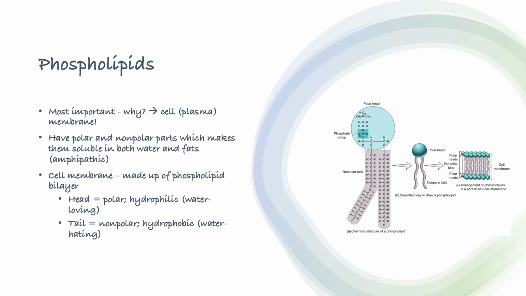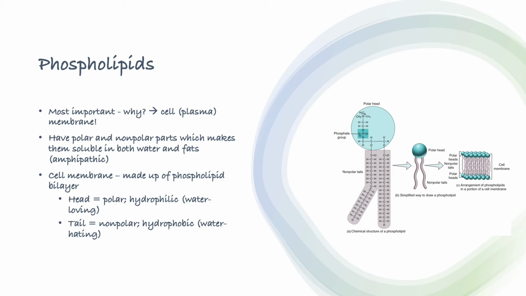So on to phospholipids. They're the most important. Why? Because the plasma membrane, your cell membrane, is actually made up of a phospholipid bilayer. They have both polar and nonpolar parts, which makes them soluble in both water and fats. Someone might say, wait, you just said that they're insoluble in water. The head portion, which is the part facing water, the outside of the cell, has a liquid component to it, and the inside also has a water portion.